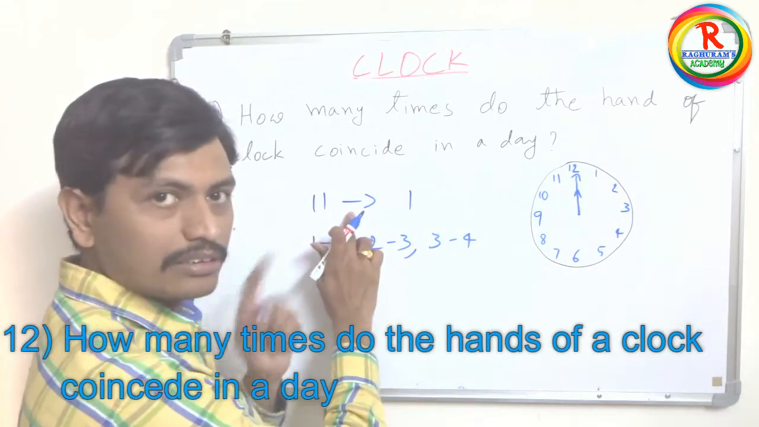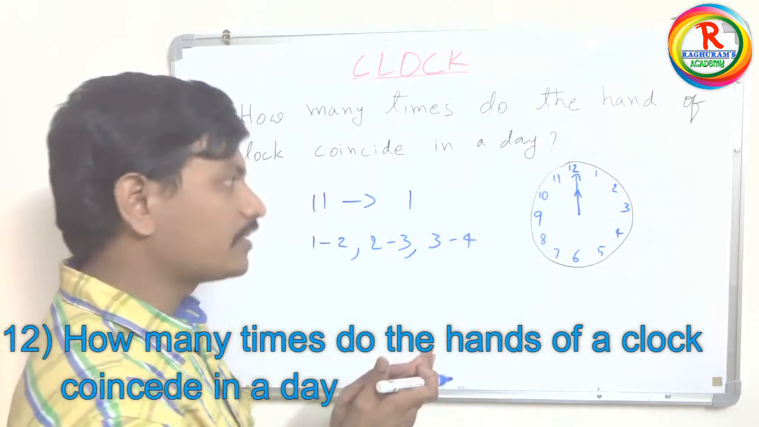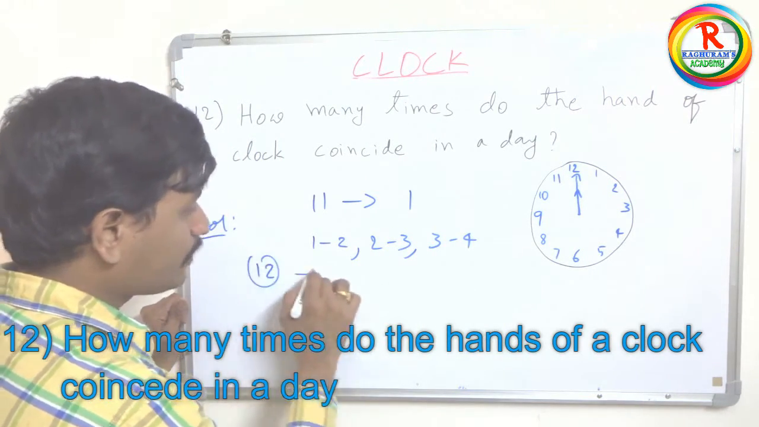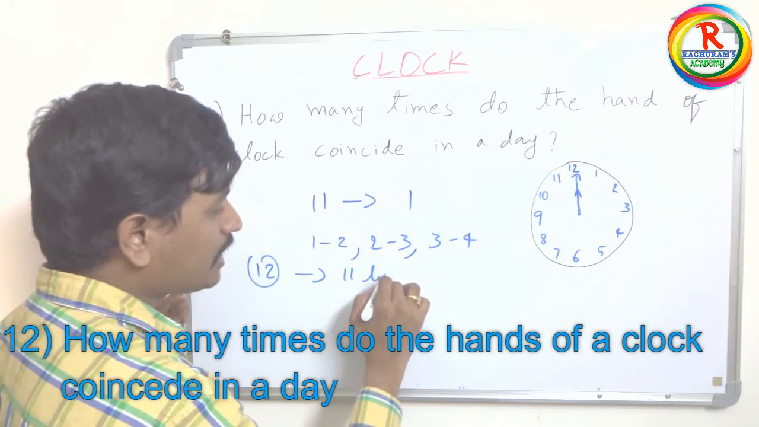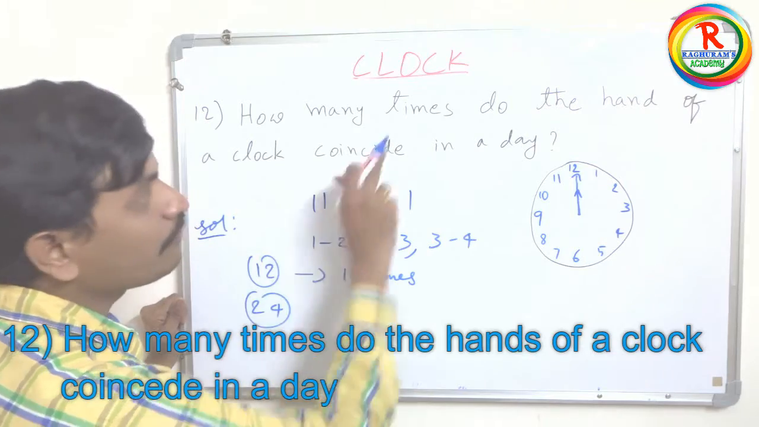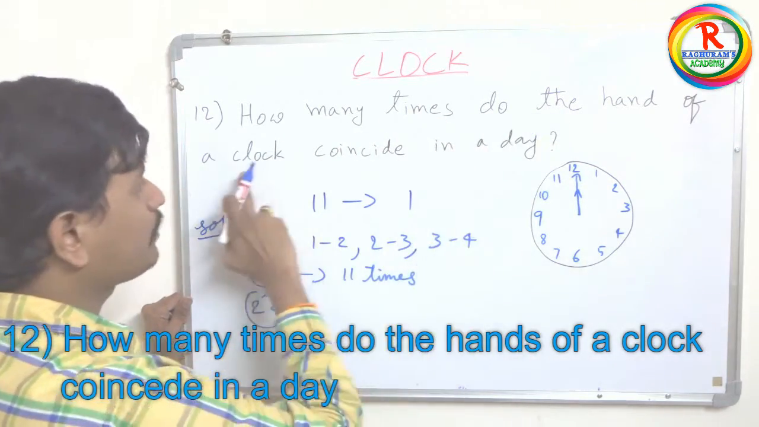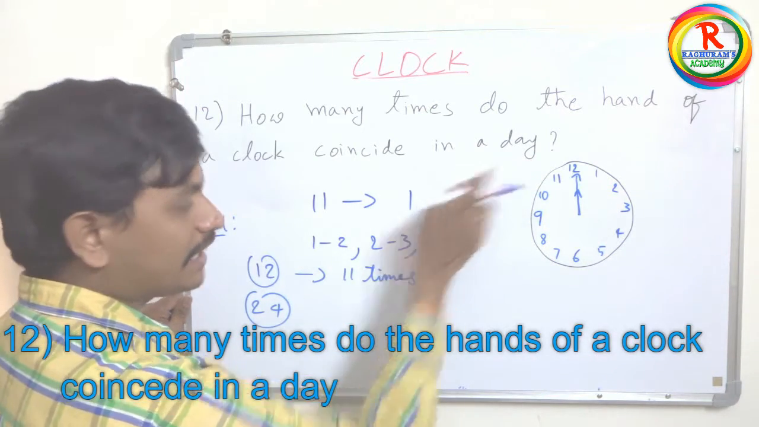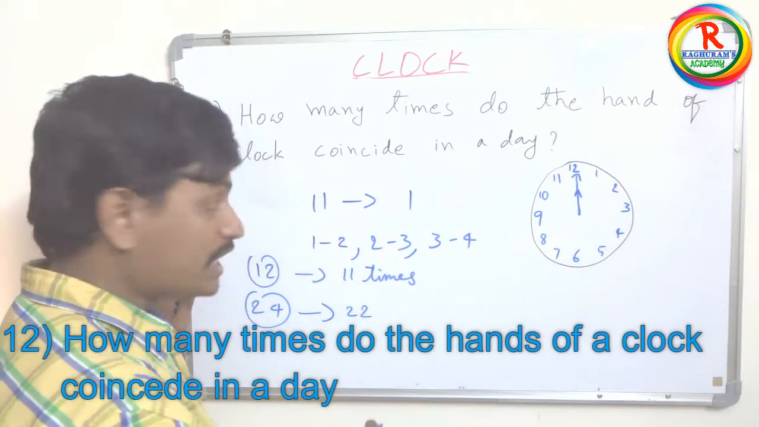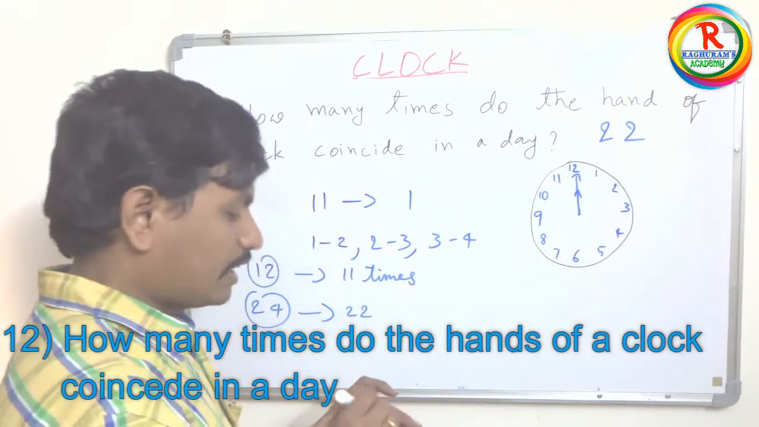11 to 12, 0 times, 12 to 1, 0 times. But only at 12 o'clock it will coincide. So in 12 hours time, it will coincide 11 times. In 24 hours, we need it in 24 hours. In how many times do the hands of a clock coincide in a day? A day means 24 hours. In 24 hours, it will coincide 22 times. The answer is 22 times.